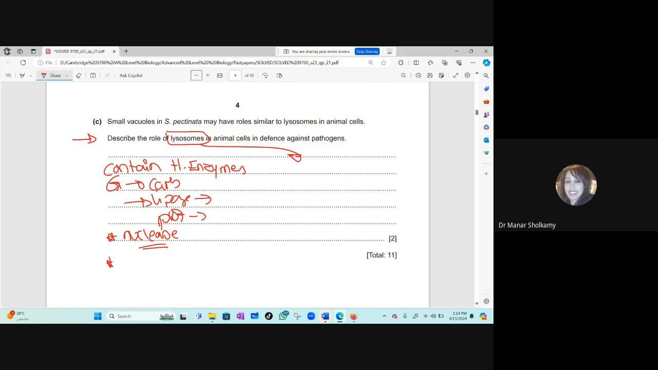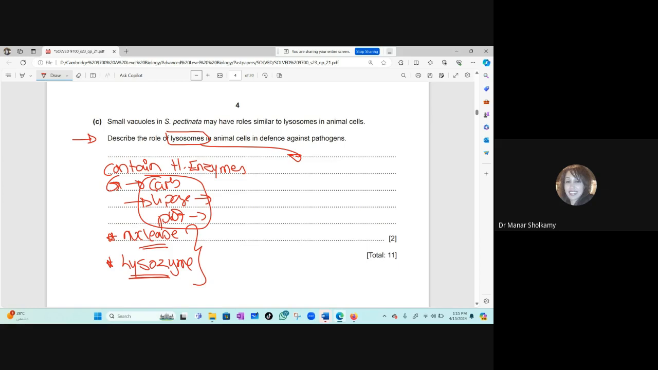Okay. And there is the lysozyme. These break down the peptidoglycans in the cell wall in bacterial cell walls. Okay. So if you know those, if you're sure of those, you write what you know. But these lysozymes also help in a particular process. There is a name that you missed.